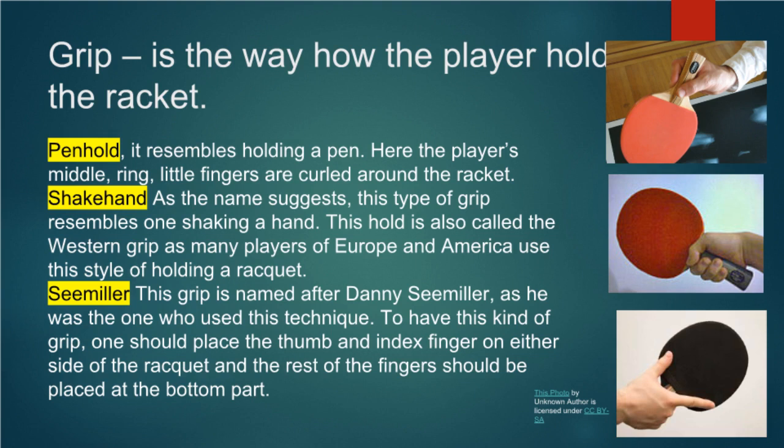Shake hand: as the name suggests, this type of grip resembles one shaking a hand. This hold is also called the Western grip, as many players of Europe and America use this style of holding a racket. Similar, this grip is named after Danny Seemiller, as he was the one who used this technique. To have this kind of grip, one should place the thumb and index finger on either side of the racket and the rest of the fingers should be placed at the bottom part.